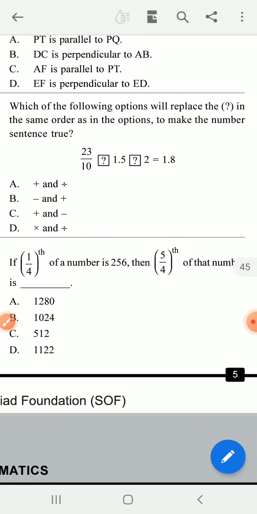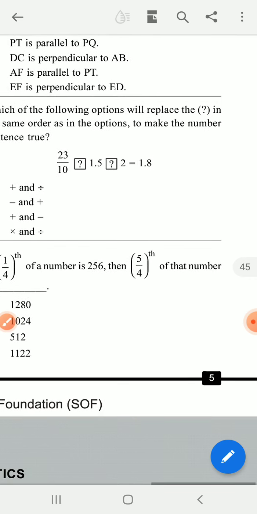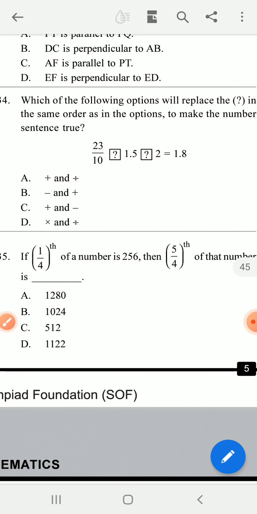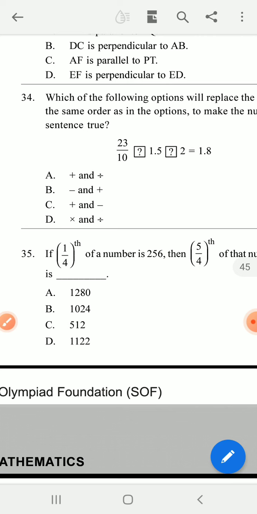If 1 by 4th of a number is 256, then 5 by 4th of the number is how much? First find 1 by 4th of the number, which is 256, and then 5 by 4 of that number. So you take the number as x. So x into 5 by 4 is equal to, then you do the calculation and find the value of x. That is 35. 35A is the answer.